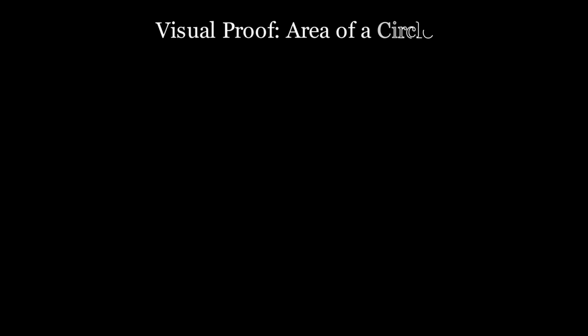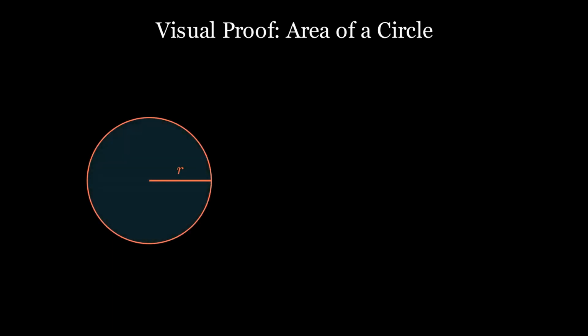Welcome to this visual proof of the area of a circle. Here we have a circle with a radius r. We know the formula for its area is pi times r squared. But why? Step 1. Let's divide the circle into 8 equal pie-shaped sectors.